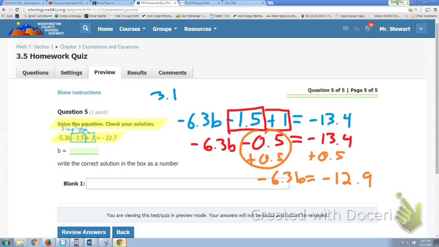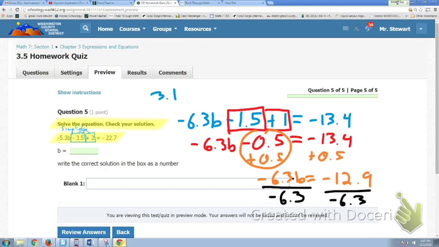So if I take negative 12 and 9/10 and subtract negative 0.5 from it, I should land at negative 13 and 4/10. So that's right. That looks good. And then all I do is cancel out this multiplication, this multiplication right here to this b. So the thing that is inverse of multiplication is division. So if I divide both sides by a 6 and 3/10, this is what I'm going to get.